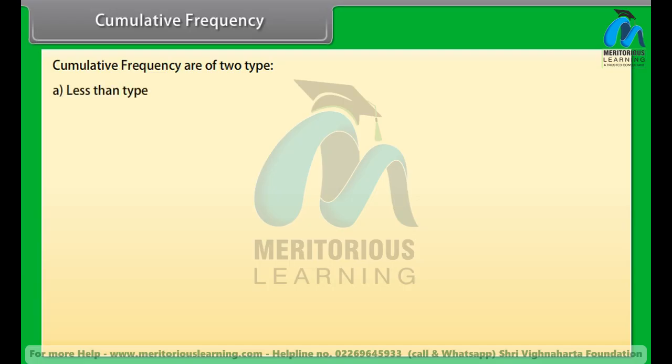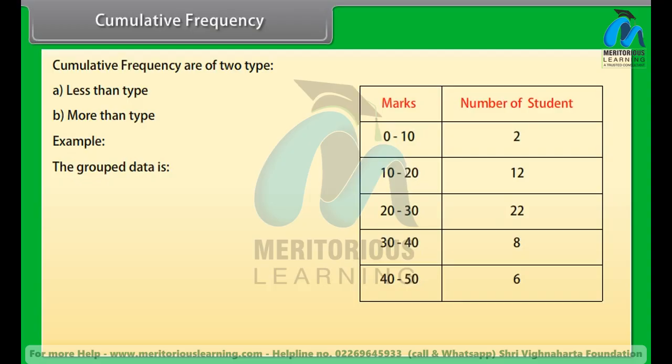Cumulative frequency. Cumulative frequency are of two types. A. Less than type. B. More than type. Let us understand it with an example. The grouped data is, for marks 0 to 10, number of students are 2. For marks 10 to 20, number of students are 12. For marks 20 to 30, number of students are 22. For marks 30 to 40, number of students are 8. For marks 40 to 50, number of students are 6.